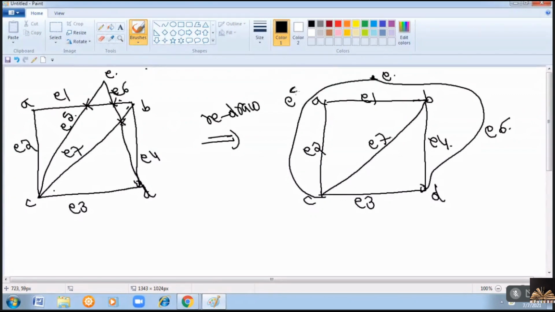If you draw E5, from here you will get an edge crossing. So to avoid that, I am redrawing the edge like this. Right? Now when you observe this, do we have any edge crossings? No, you don't have any edge crossings. Therefore, you can say that the graph is planar. The graph is a planar graph. Clear?